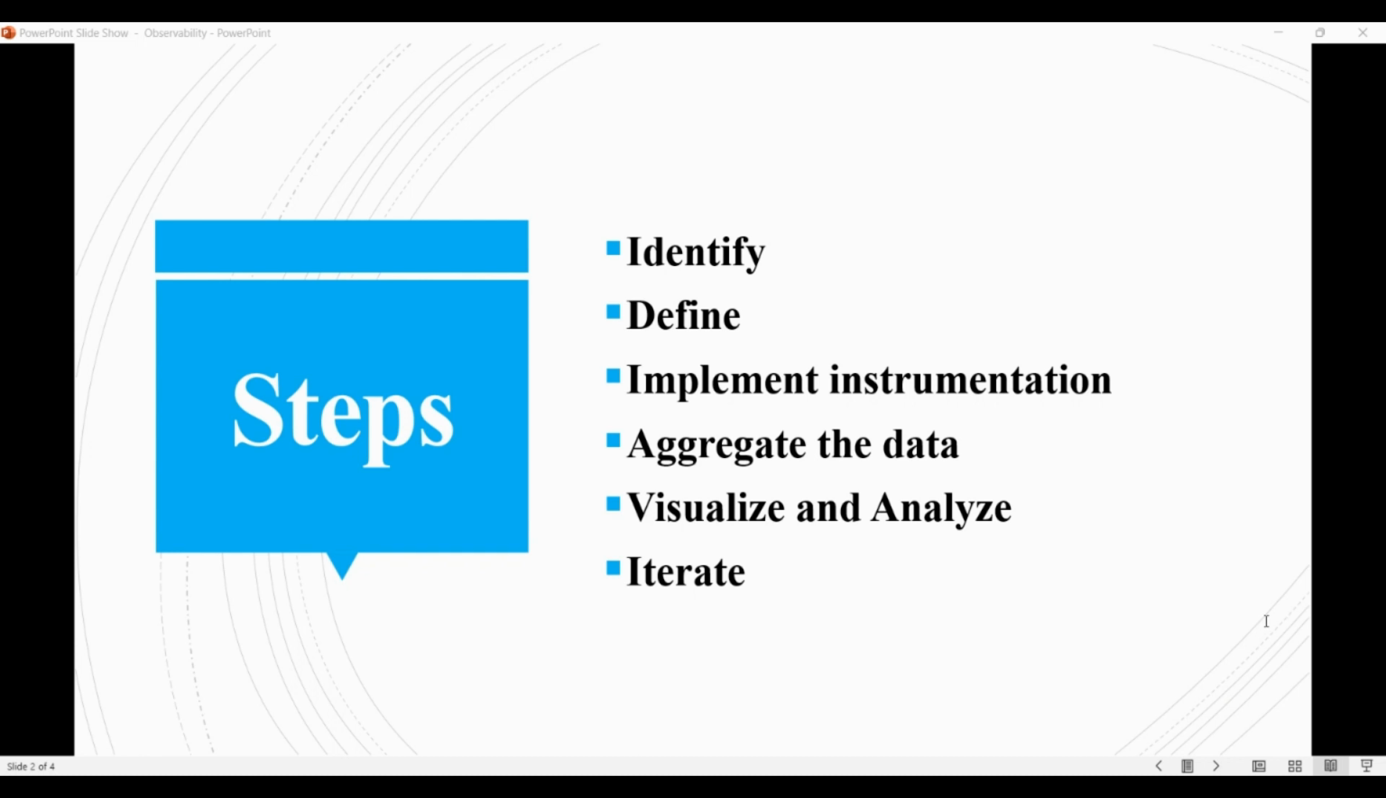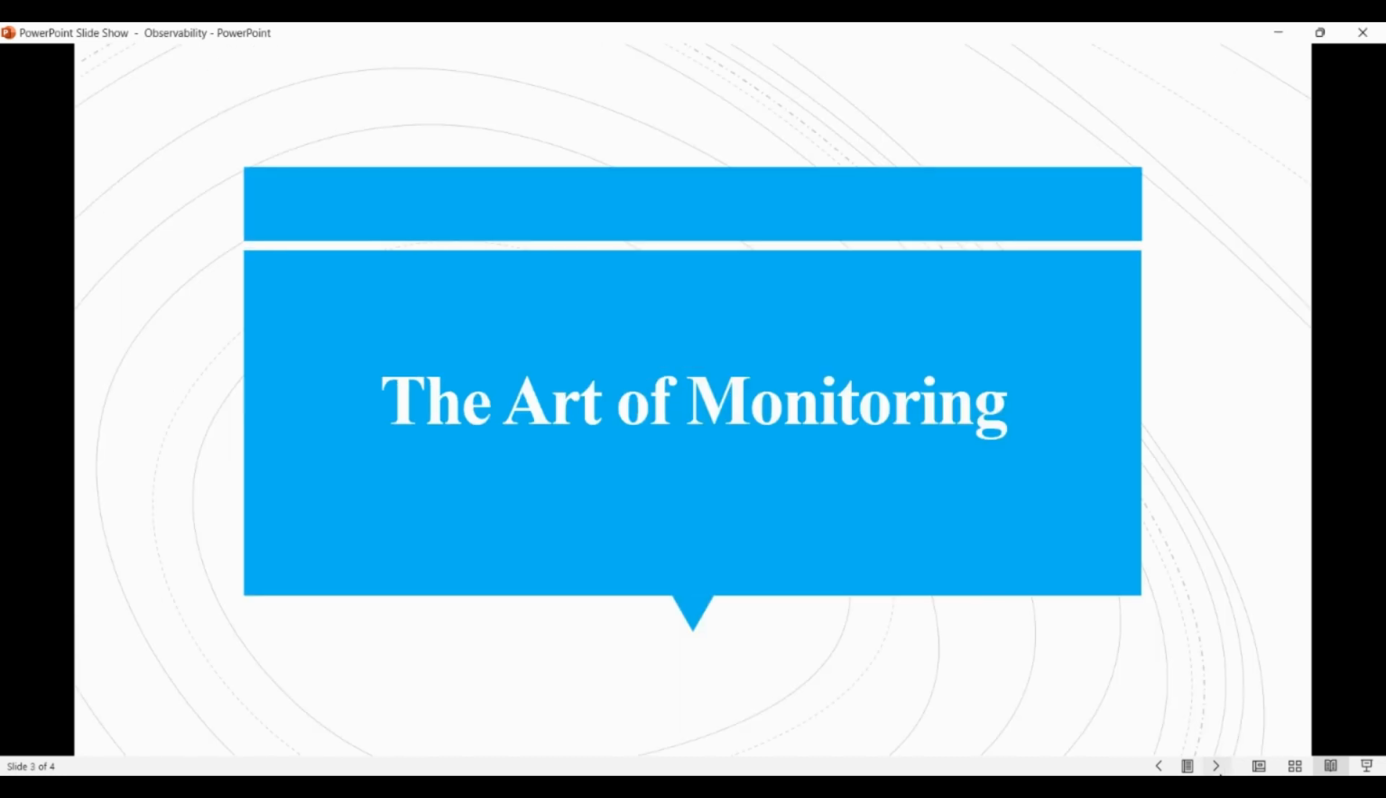Another popular term which is related to observability is monitoring, and we call it the art of monitoring, a practice of effectively and efficiently monitoring a system or application to gain insight into its behavior and performance. This involves not only the technical aspects of setting up monitoring tools and collecting data, but also the process of using that to inform decisions and make improvements to the system. So, monitoring is a critical component of observability.